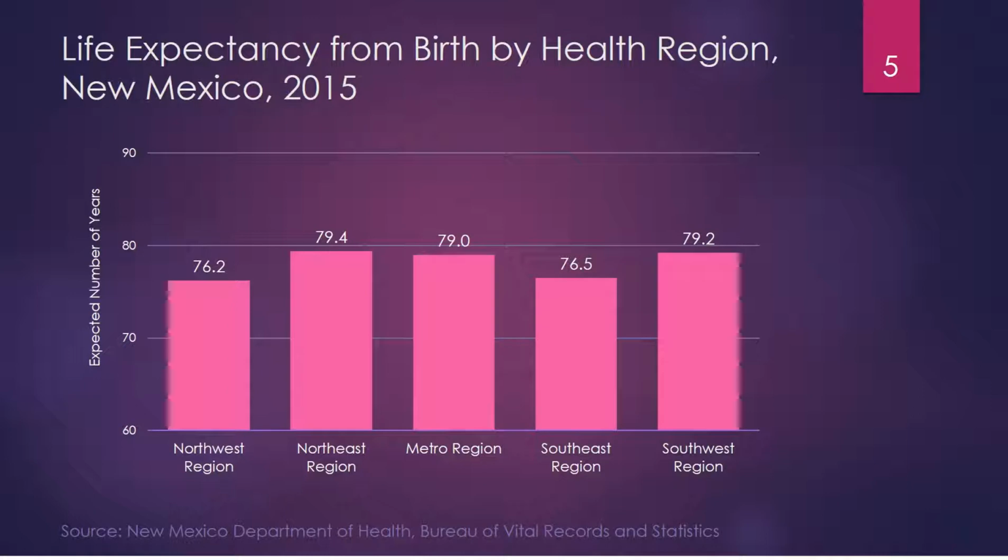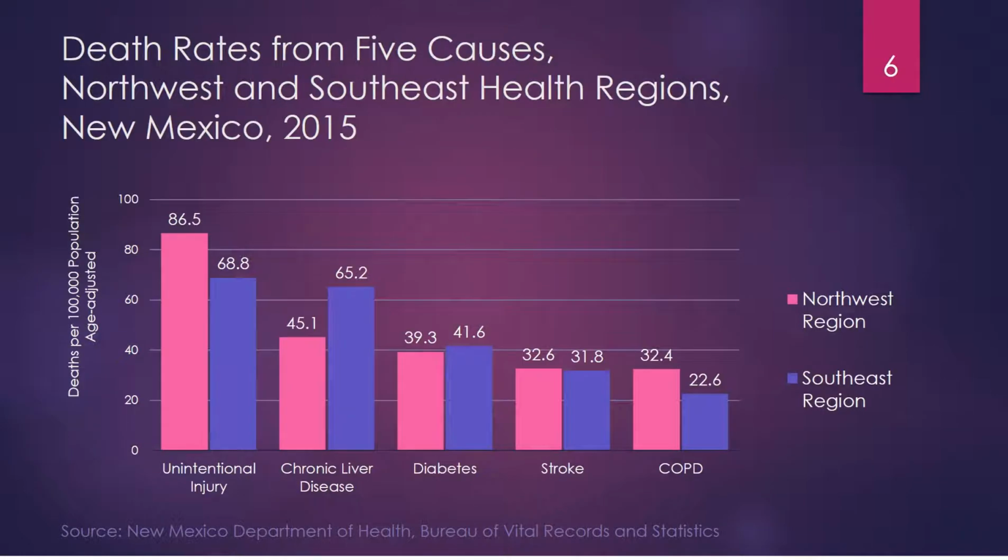Life expectancy from birth by New Mexico Health Region shows that Northwest and Southeast health regions have lower life expectancy than the other three. We can look at cause-specific deaths in those two health regions, and we can see that unintentional injury deaths, which are largely due to motor vehicle traffic crashes, drug overdoses, and falls, have a large contribution to the overall death rates. But where do those data come from?